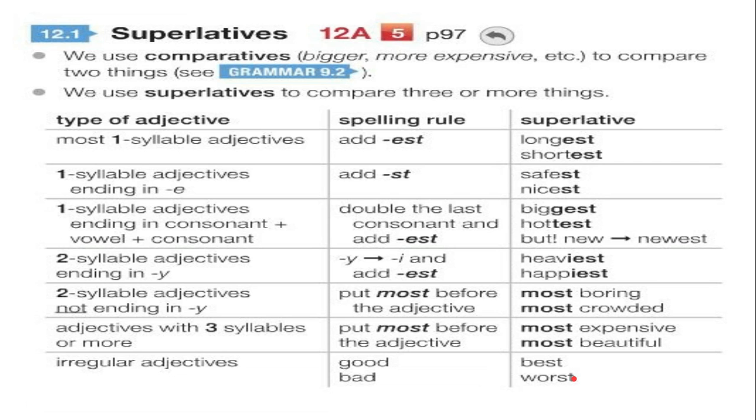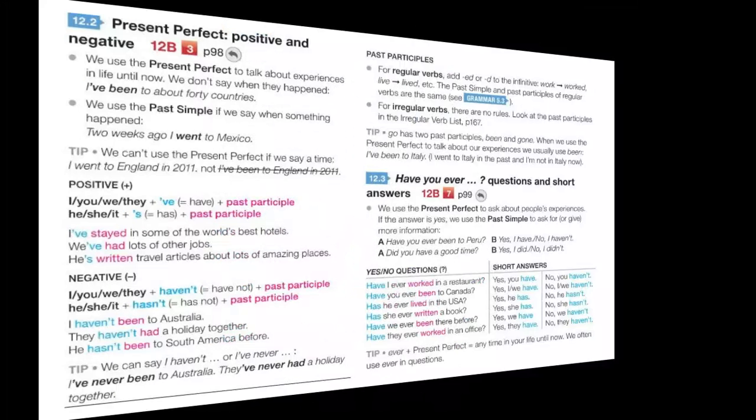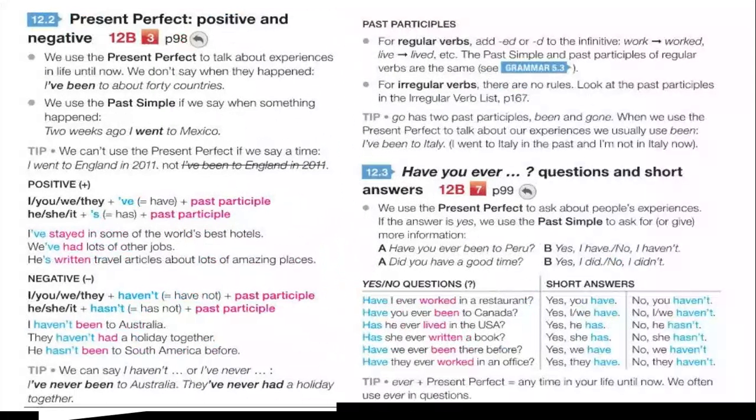Okay, so with this, we wrap up our grammar, content, and vocabulary for 12A from your course book. Let's go to 12B. In 12B, we have present perfect, and this one is going to take us a little longer.